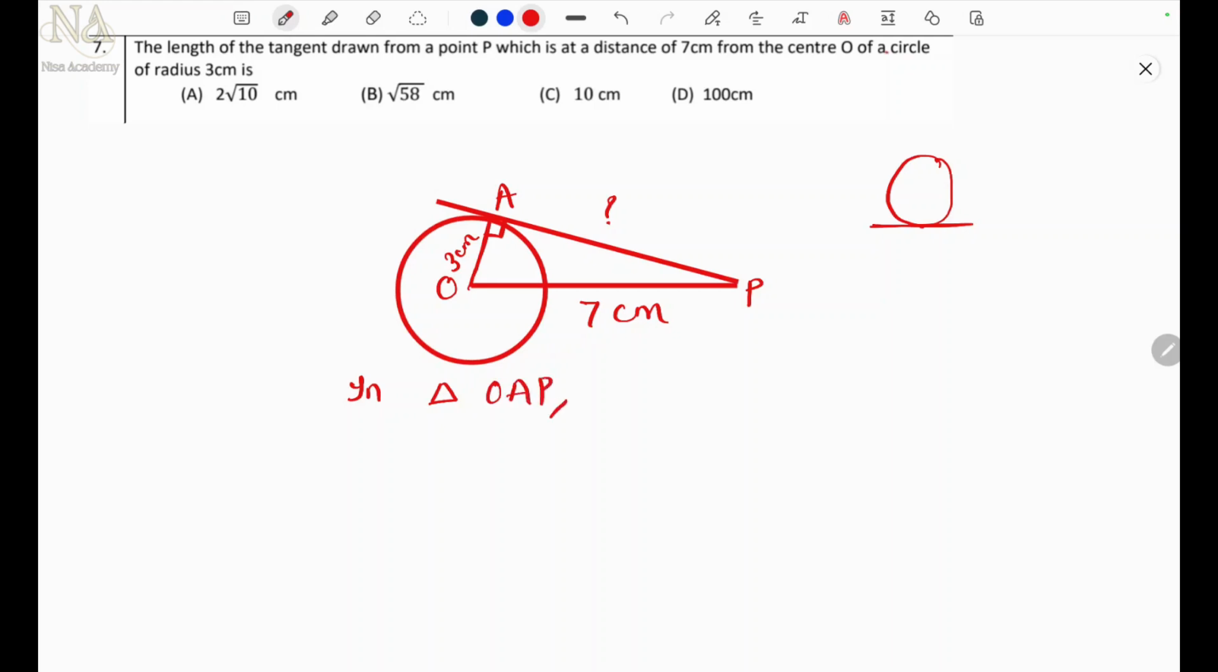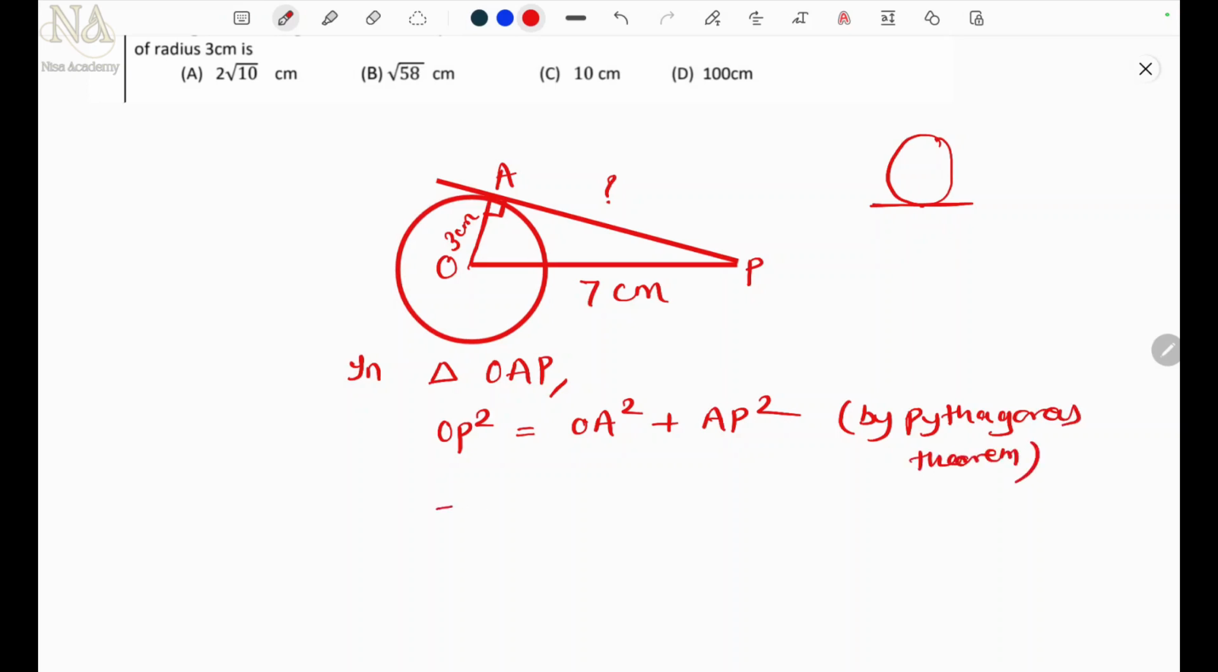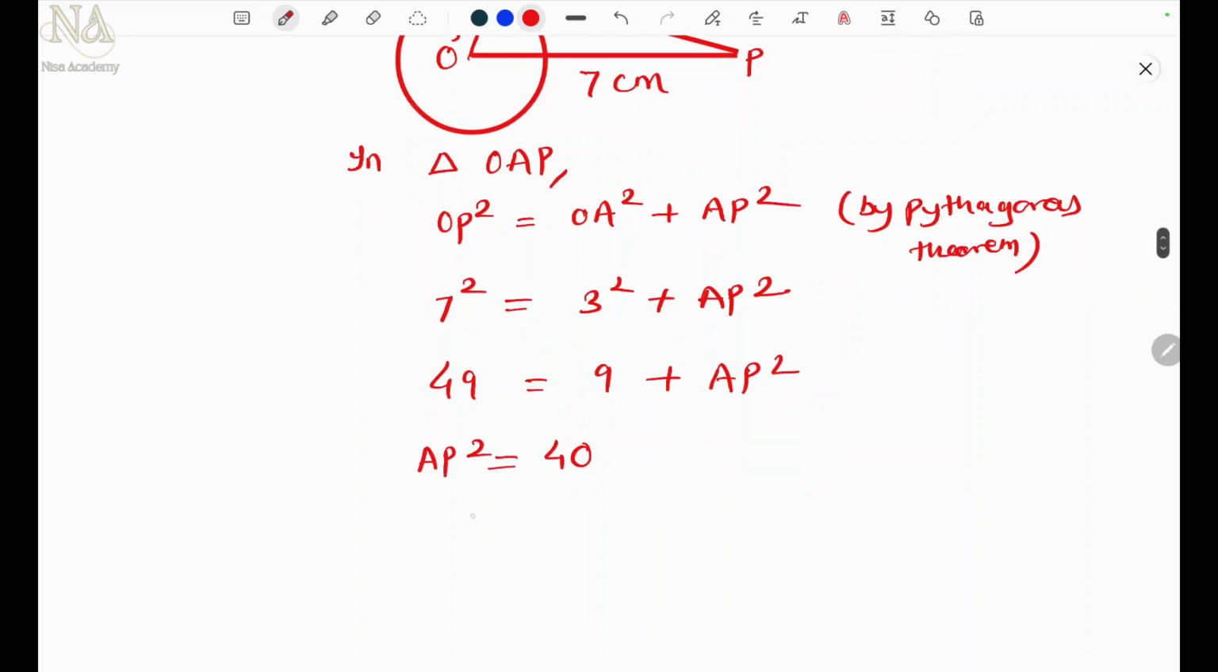So in triangle OAP, by Pythagoras theorem, OP is the hypotenuse, so OP square is equal to OA square plus AP square. So OP is 7 square, OA is 3 square, AP we are supposed to find. So 49 is equal to 9 plus AP square. So 49 minus 9, AP square is equal to 40. So what is AP? It is root 40.